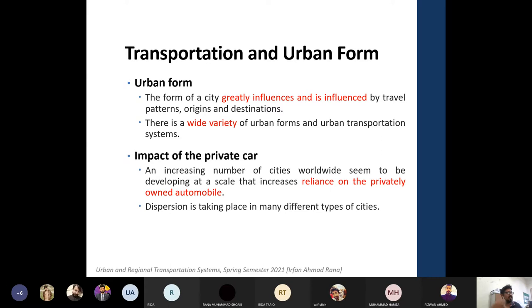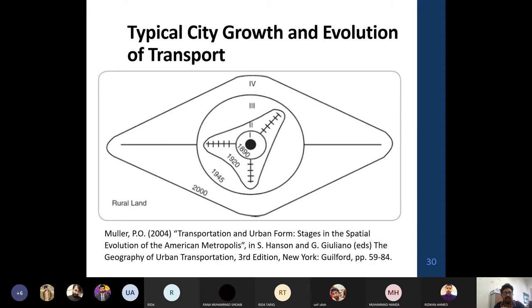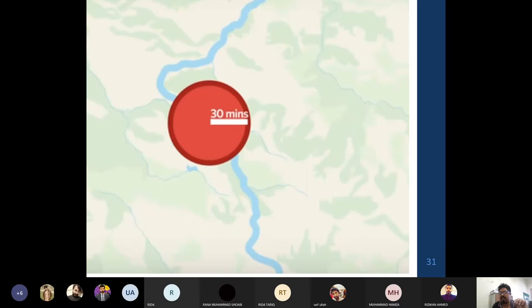So let's talk about a typical evolution of a city, how a typical city grew over time. There are some different phases of development, and I'm talking about development purely from the perspective of transportation. Of course, urban development depends on so many factors that we cannot take all of them into consideration, but transportation is one of the major factors. So I'll only be talking from the transportation perspective. The original cities were walled cities or walkable cities.